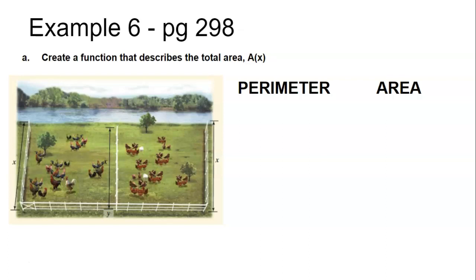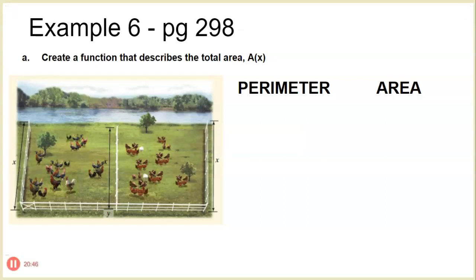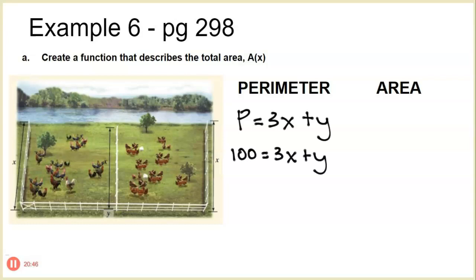So to calculate the perimeter, P, I know that I have 3 fences that are the same length. So if I add those together, or 3 times one of them, and then there's one very, very long fence of a different length. But I know the perimeter is 100. So I know the perimeter is 100 feet. So that's one equation I can use that models the perimeter.